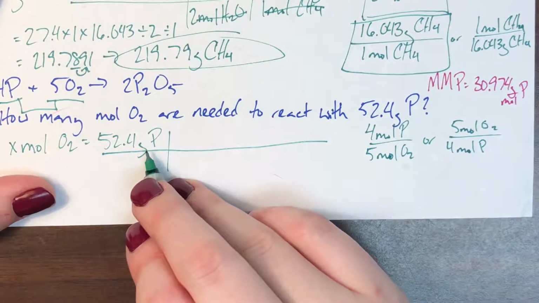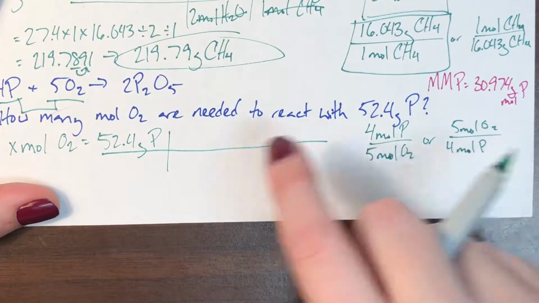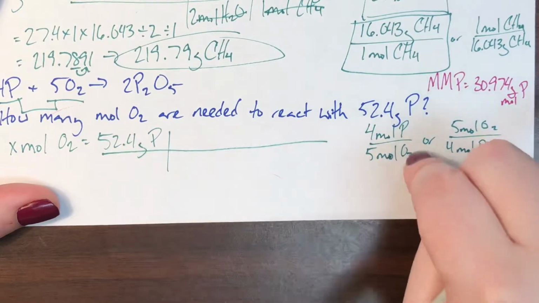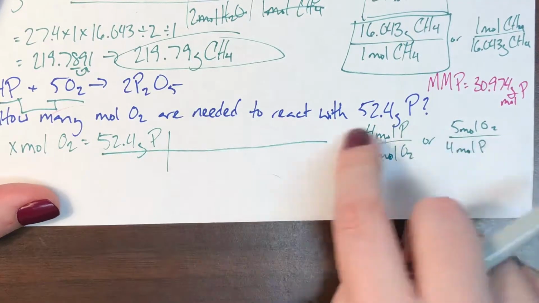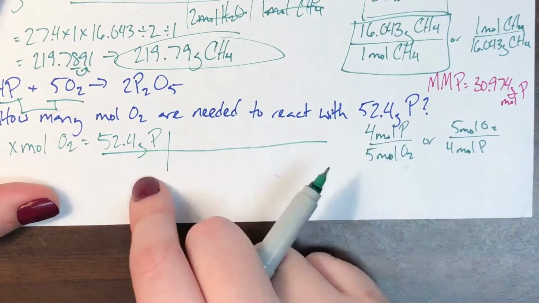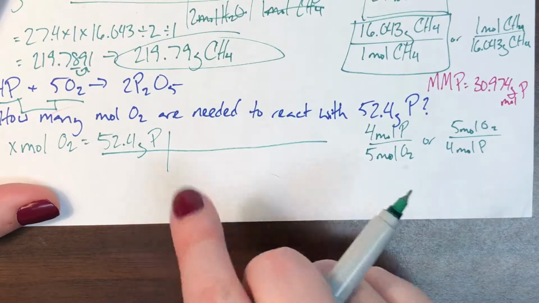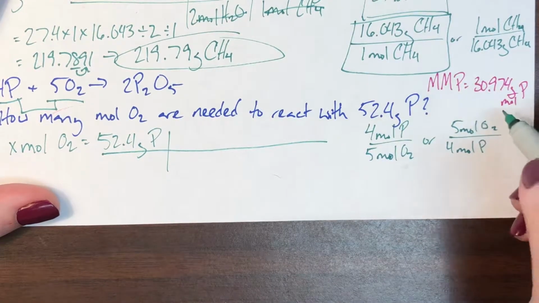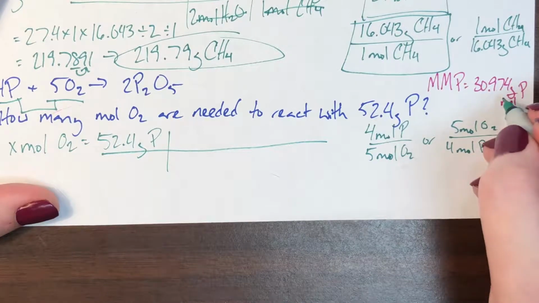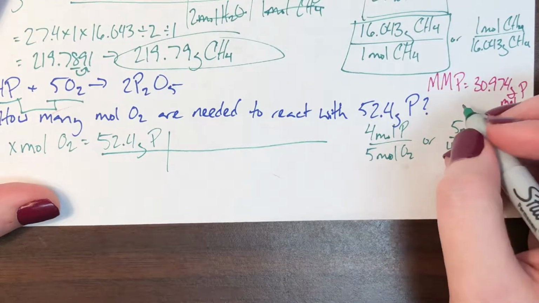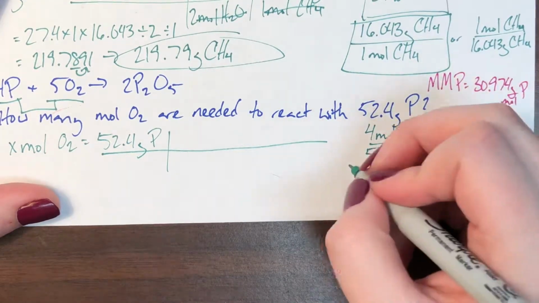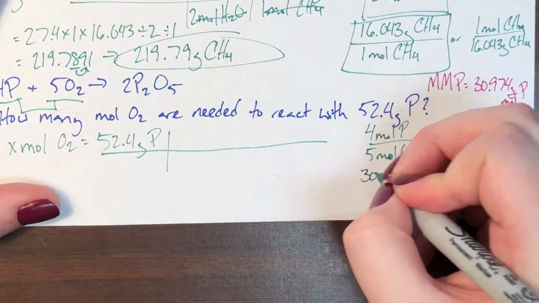I'm not in an appropriate unit to use this conversion yet. Right now I'm in grams. I would need to be in moles in order to use these mole ratios. So I need to get out of grams and into moles. How do I do that? Molar mass. I already calculated the molar mass off screen here, so I'm going to just turn that into a ratio that I can actually use.